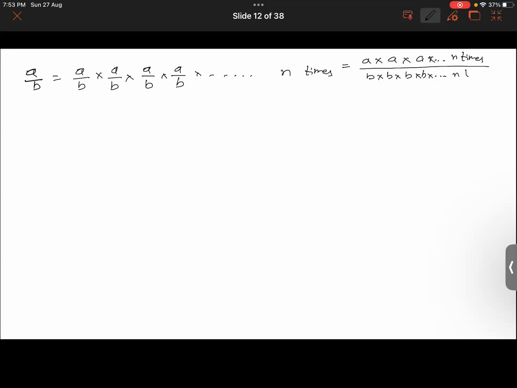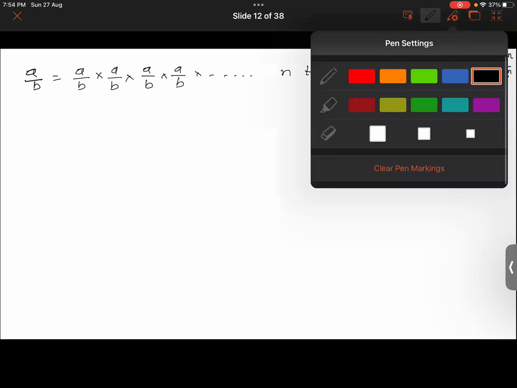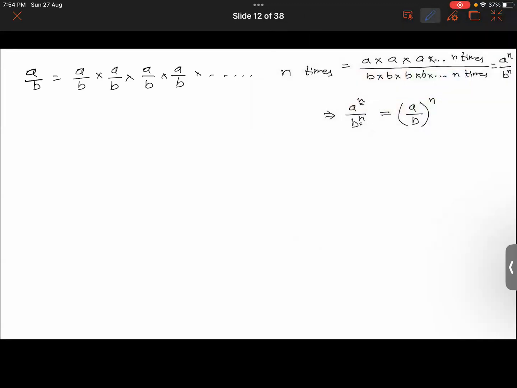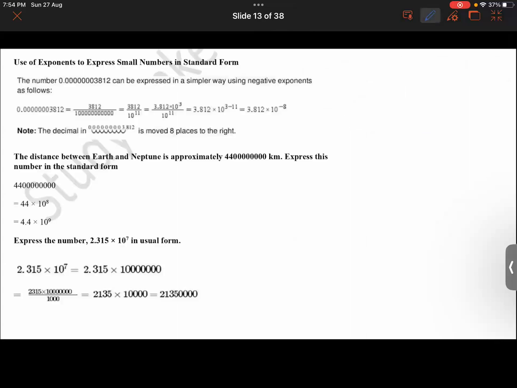Very good, guys. So we can write it as a raised to the power n upon b raised to the power n. It can further be written like this, since both numerator and denominator have the same exponent. Is it clear to the three of you?